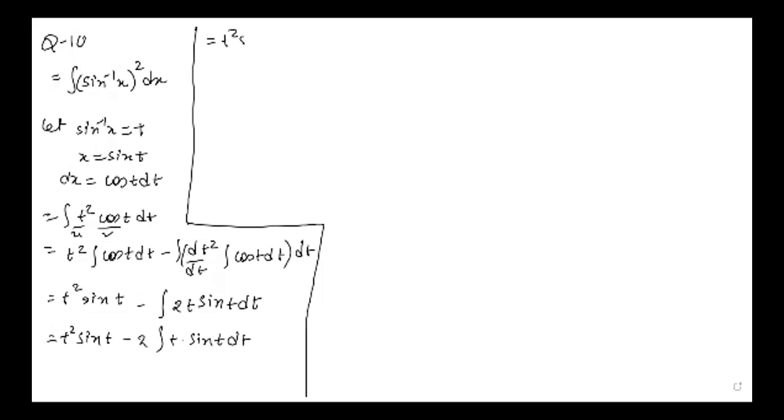So this will be t square sine t minus 2, here t integration sine t dt. This t, the algebraic term, will have higher priority than the trigonometric term. So this will be your u and this will be your v. So u integration v minus derivative of u integration v whole dt.